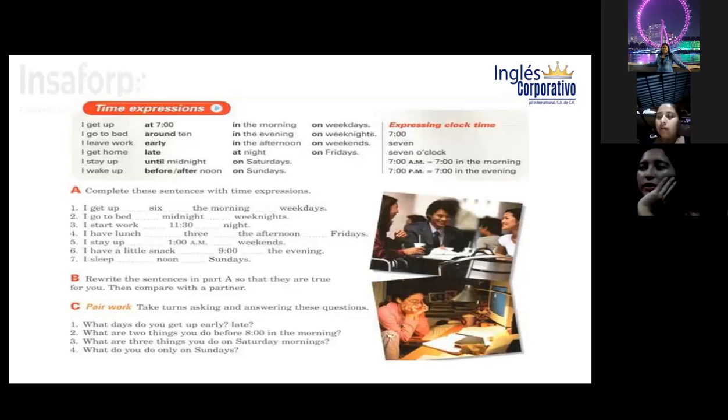What days do you get up early? Late? Every day, because I work. No como es, qué día me levanto temprano: every day, because I work a las dos. What are two things? Falta qué días me levanto tarde, ¿vea? Late. Bueno, aquí sería never.